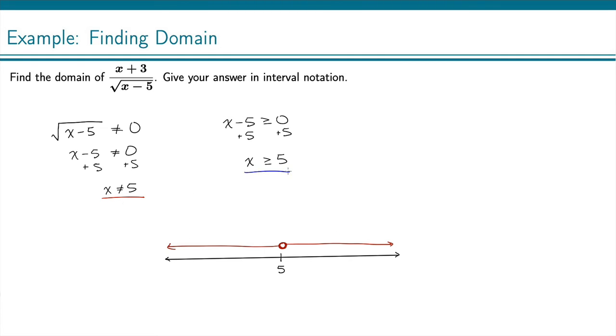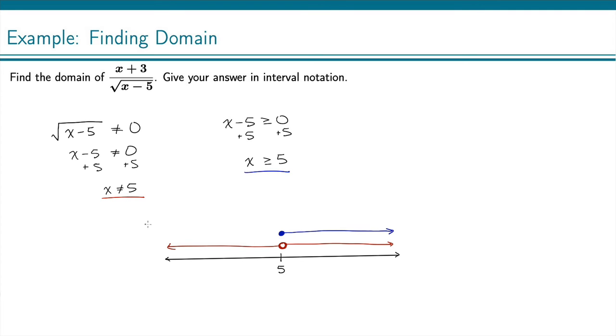This next rule is that x is greater than or equal to 5. That means I'd have a filled in dot right there, and greater than or equal to, so I'd go to the right. And these are just visual representations of what these rules are telling me.